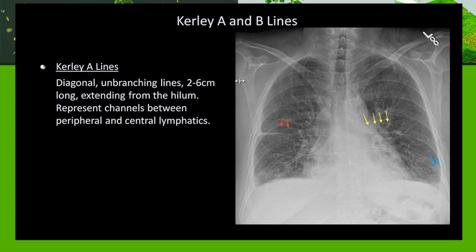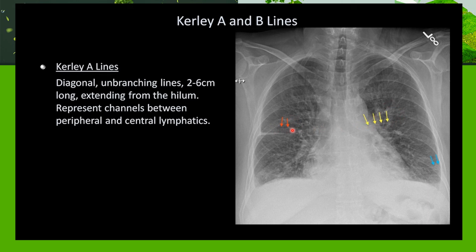Features of interstitial edema are curly lines or septal lines. They represent the channels between peripheral and central lymphatics. They run in the septa between the lobules, and there are multiple lines: Kerley A line, B line, C line, and D lines. The most important are the Kerley B lines. This is a Kerley A line and this is C lines. They are centrally placed and horizontal, and usually difficult to see in cases of interstitial edema.